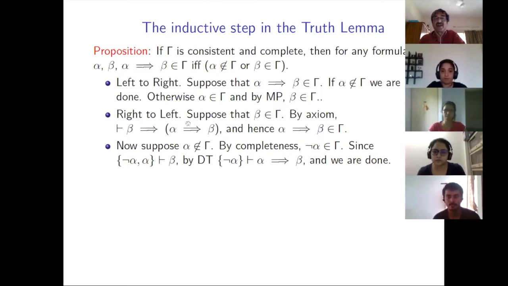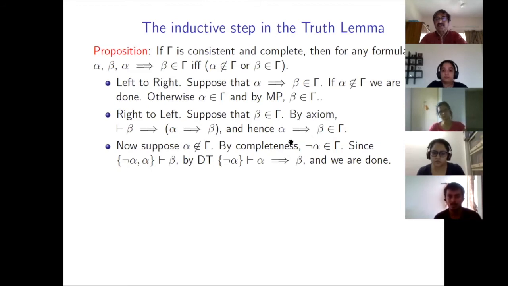What about right to left? Well, there are two cases here. In each of the cases, we have to show that alpha implies beta belongs to gamma. Well, suppose beta belongs to gamma. Gamma derives beta, and by axiom, beta implies alpha implies beta. Right? So gamma derives beta and gamma derives this.